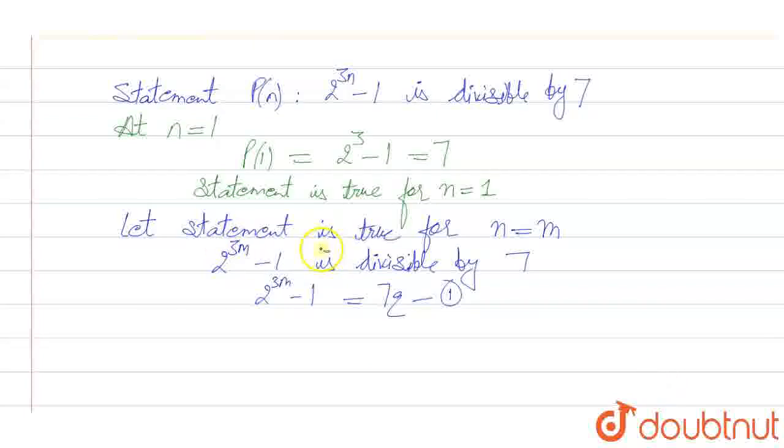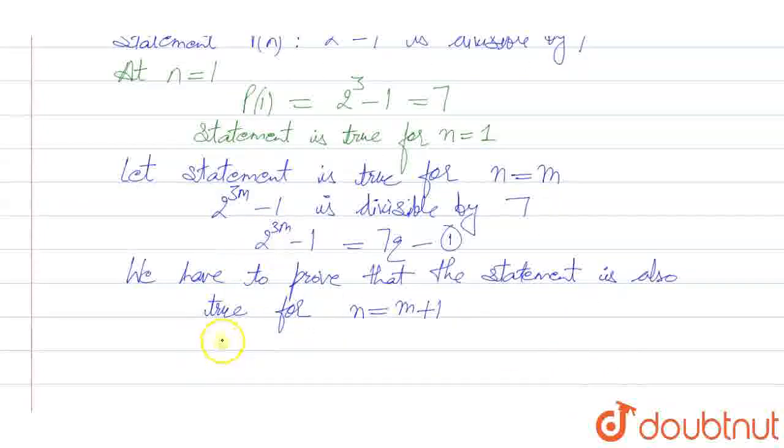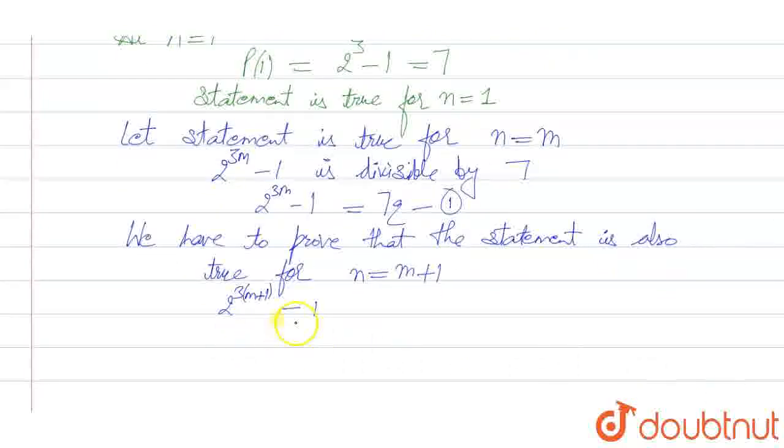So the statement we have assumed is true for n equal to m. Then we have to prove that the statement is also true for n equal to m plus 1. So putting m plus 1, this becomes 2 raised to power 3 into m plus 1 minus 1. So we have to prove that this is also divisible by 7.